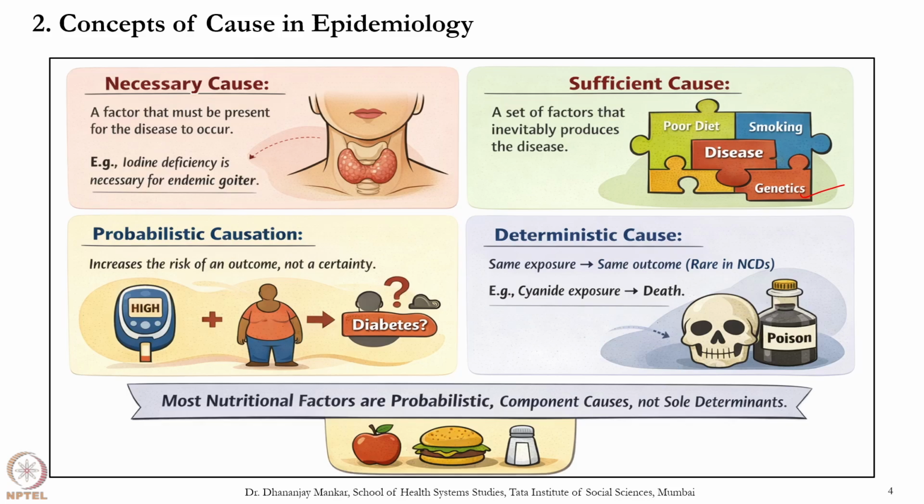This is very important to understand as a cause in nutritional epidemiology. There might be component causes and sole determinants. It can be vegetables, fruits, diet, milk, salt, or even micronutrient or macronutrient deficiency or excess. So, probabilistic causes are something very important to understand as a concept in epidemiology.